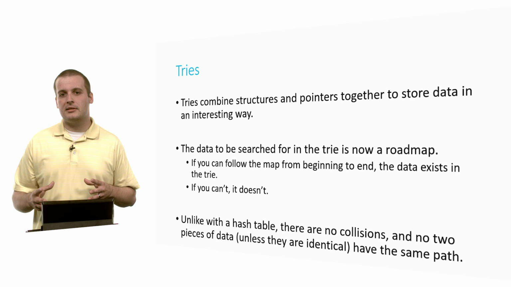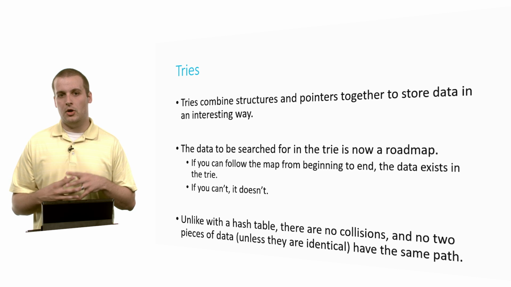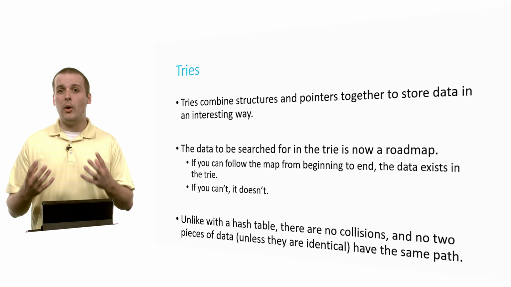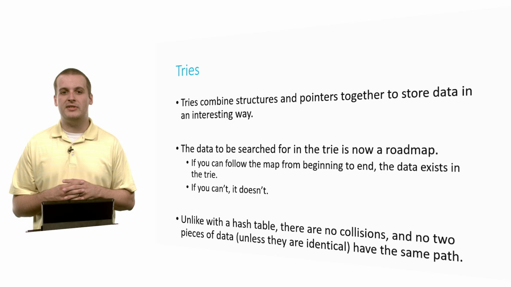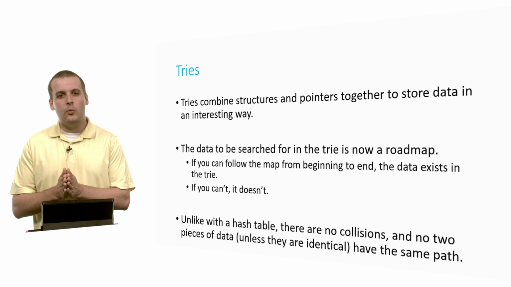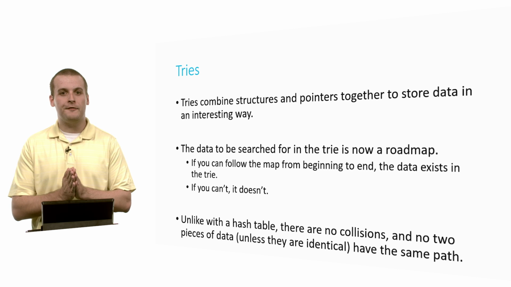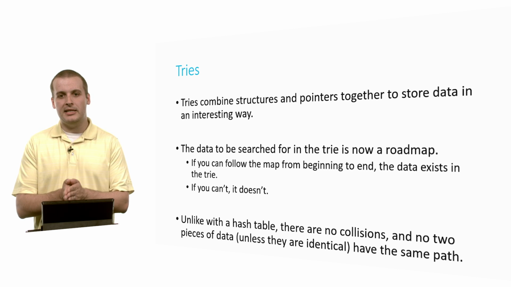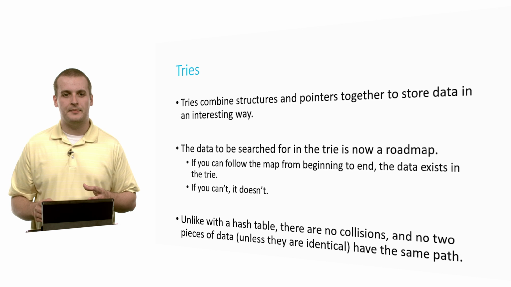So tries, similar to hash tables, which combine arrays and linked lists, combine arrays, structures, and pointers together to store data in an interesting way that's pretty different from anything we've seen so far. Now, we use the data as a roadmap to navigate this data structure. And if we can follow the data from beginning to end, we'll know whether that data exists in the try. And if we can't follow the map from beginning to end at all, the data can't exist.